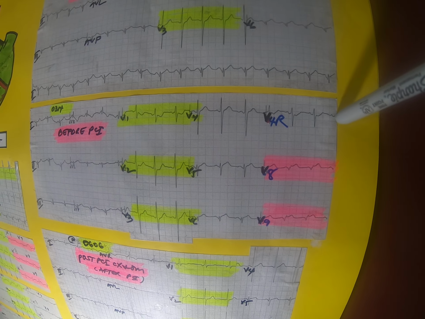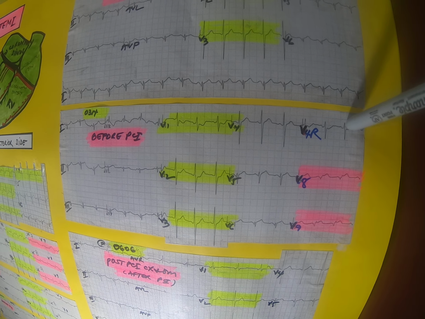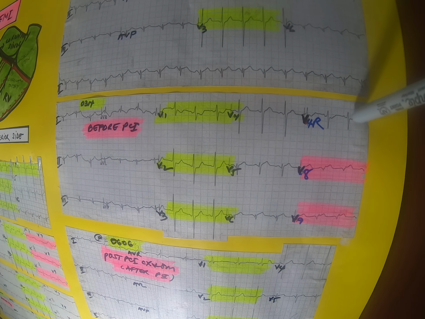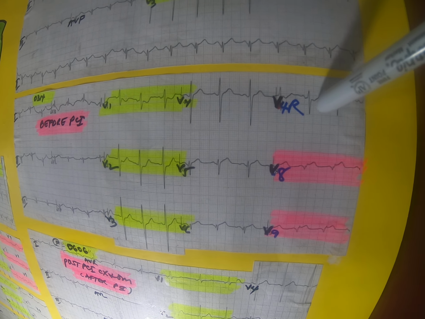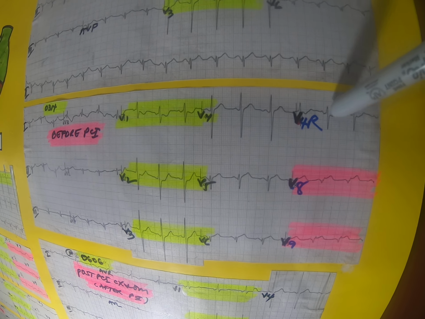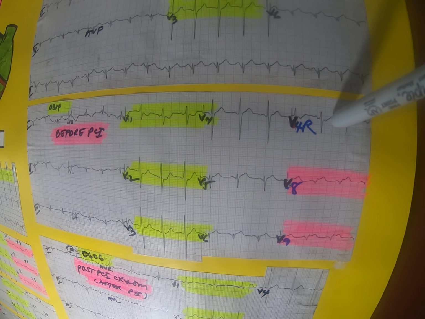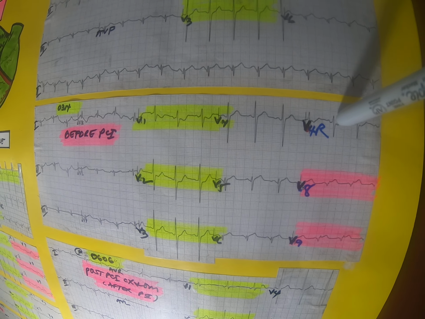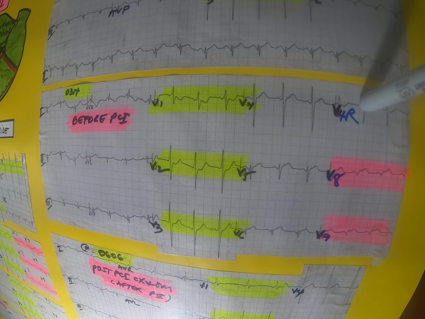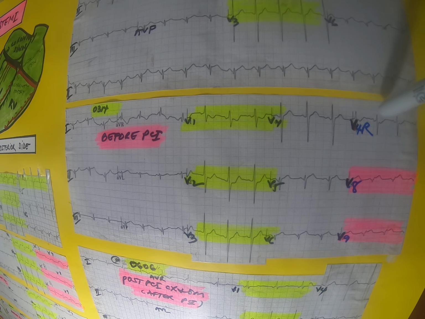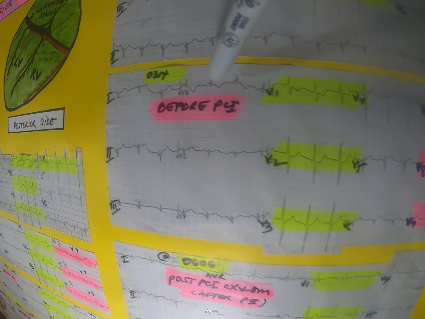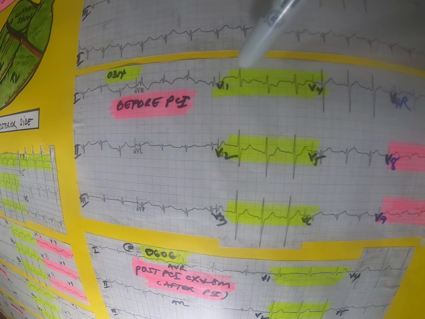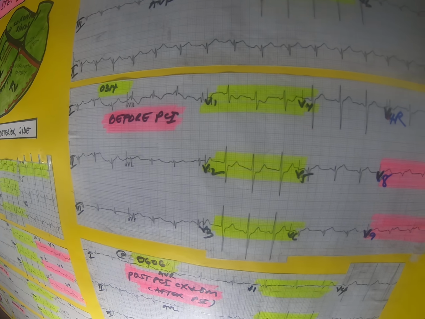V4R is usually done if there is an existing inferior STEMI, to prove whether we have an RV infarct or not. We don't have one, because the ST elevation is actually a little bit depressed. So there's no elevation on the V4R to suggest that we might have an RV infarct. There's no RV infarct, and there's even no elevation on the V4R.